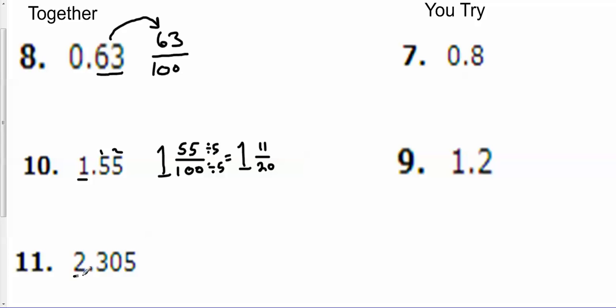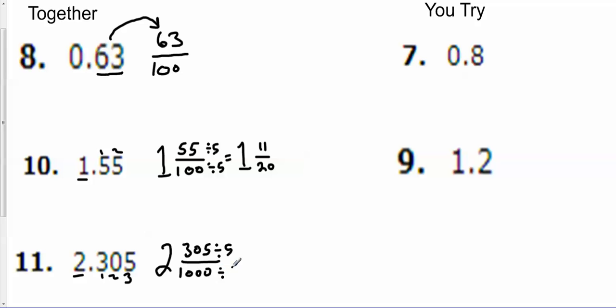Whole number, 2, so that stays the same. My numerator, 305. How many numbers are to the right? 1, 2, 3. So that tells me how many zeros I need. 1, 2, 3. Now, is this in simplest form? No. It ends in 5 and 0, so I know I can divide by 5.